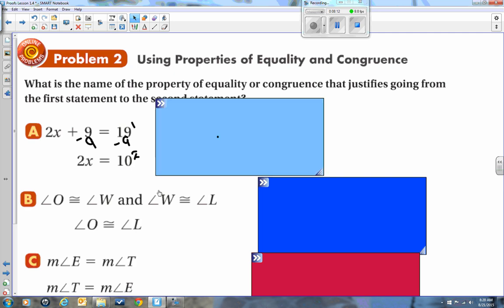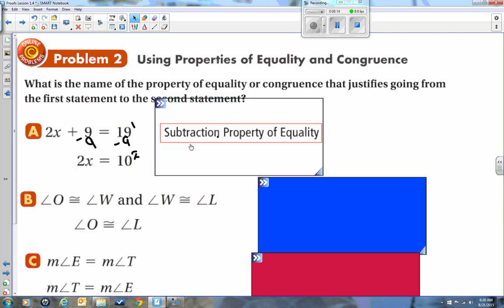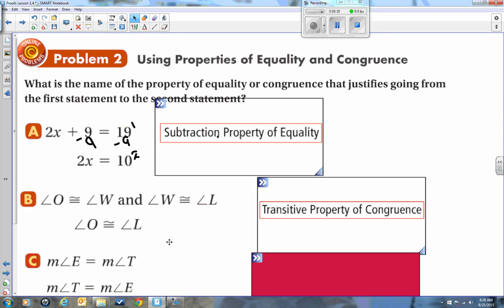Let's go to part B here. Angle O is congruent to angle W. Angle W is congruent to angle L. Ooh, W is written twice, and then they suddenly say O is congruent to L. So if O is congruent to L, which property was that we used? Notice this goes, W is written twice, O is congruent to L. That's going to be transitive property.